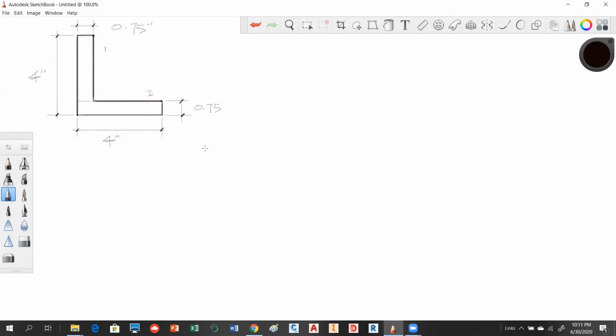So we're going to have a shape, area, x, ax, y, and ay. Okay, so shape 1, we're going to have an area of, this side is going to be 4 minus 3/4, so 3 1/4 times 0.75 gives us an area of 2.4375.